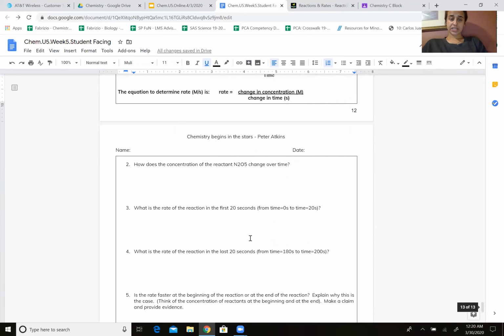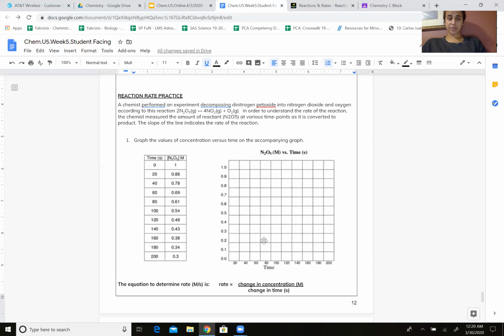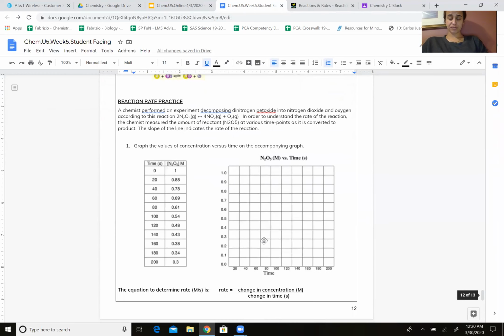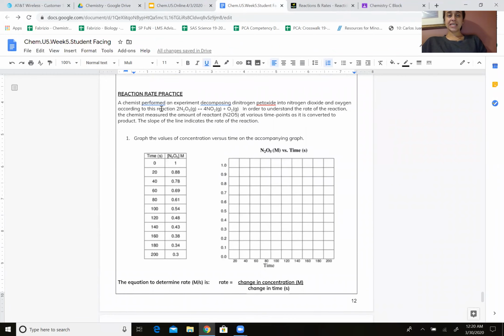Now we're going to move on to our next independent practice. At the bottom of page 12 and onto page 13, the final page of your packet, you are going to do this reaction rate practice. It says a chemist performed an experiment decomposing dinitrogen pentoxide into nitrogen dioxide, and that's supposed to say pentoxide, my bad. Pentoxide, meaning there's 5 oxygens. So dinitrogen pentoxide into nitrogen dioxide and oxygen according to this reaction here.